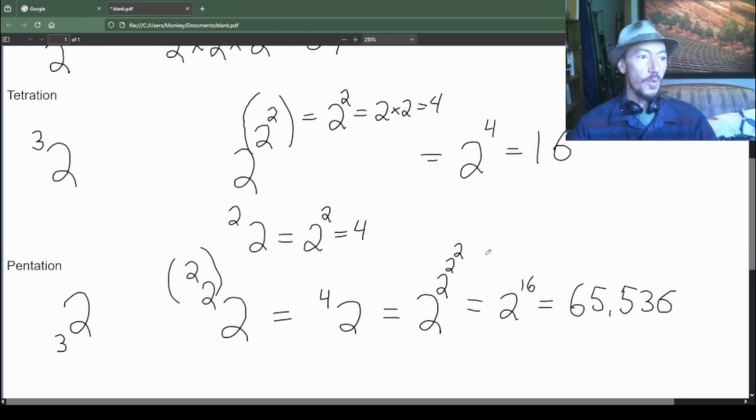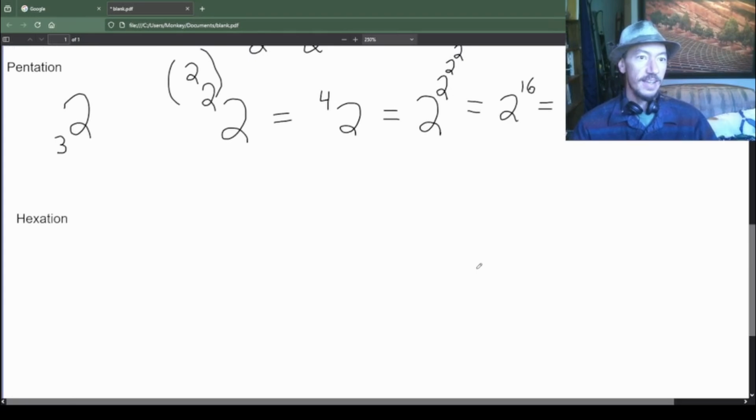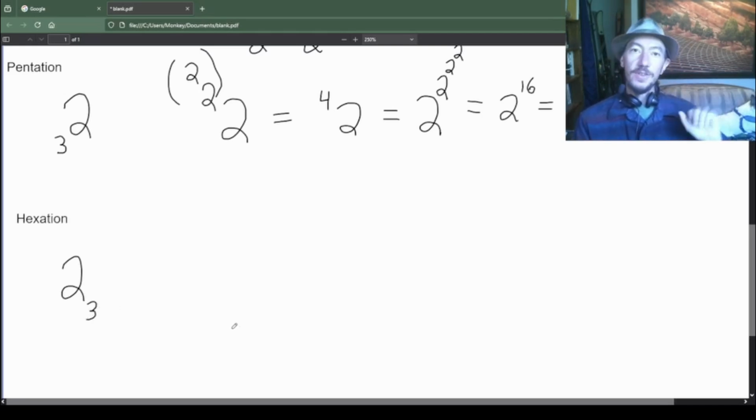What do you think? Can we do one more? I think we can try. Let's give a try at hexation. So we're kind of running out of a way to notate this. We've already put an exponent in the top right, top left, bottom left. The only thing that's left is bottom right. I'm going to use that for today's purposes. Just remember, this is very inappropriate. There is no official symbology for hexation. We're just using this to help us understand the pattern today.